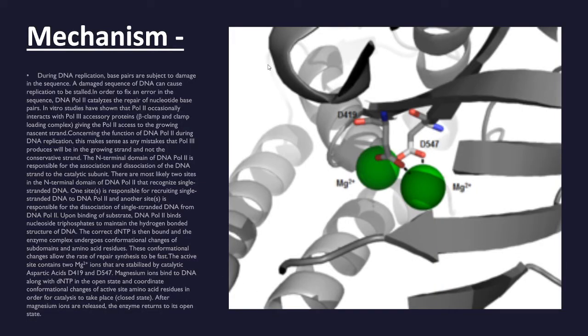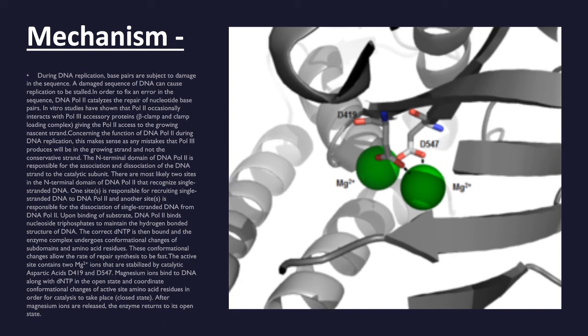It is the structure of DNA Pol2. So let's see the mechanism. During DNA replication, base pairs are subject to damage in the sequence. A damaged sequence of DNA can cause replication to be stalled. In order to fix an error in the sequence, DNA Pol2 catalyzes the repair of nucleotide base pairs. In vitro studies have shown that Pol2 occasionally interacts with Pol3 accessory proteins, that are the beta clamp and clamp loading complex, giving Pol2 access to the growing nascent strand.